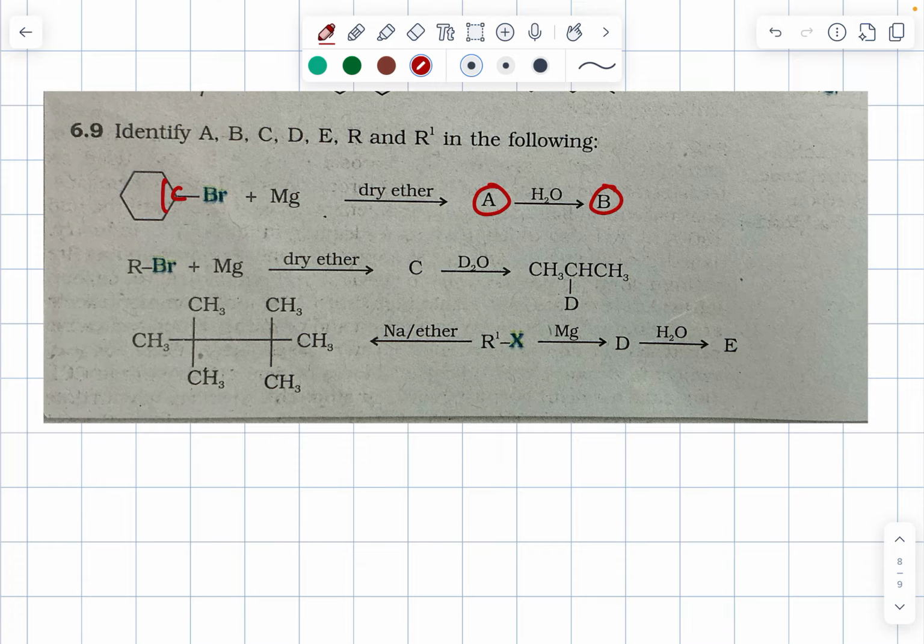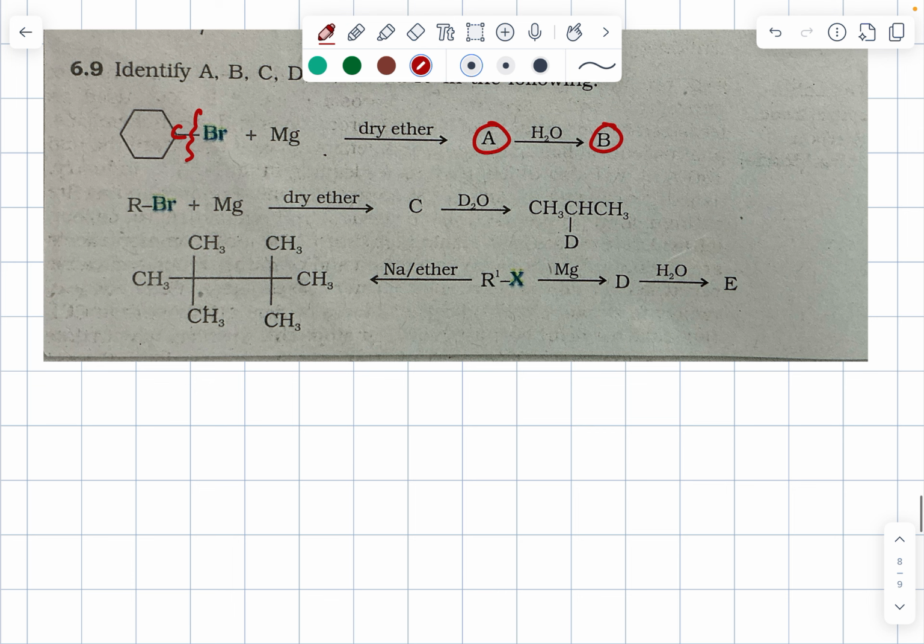Where is the C-X bond? This is the carbon and this is the bromine. This is the nature of the C-X bond, so it is going to be cleaved. Okay, so now what will happen? Single electron transfer towards the magnesium. As a result, I am going to get the A product like this: cyclohexyl magnesium bromide. So it is one of the Grignard reagent type.